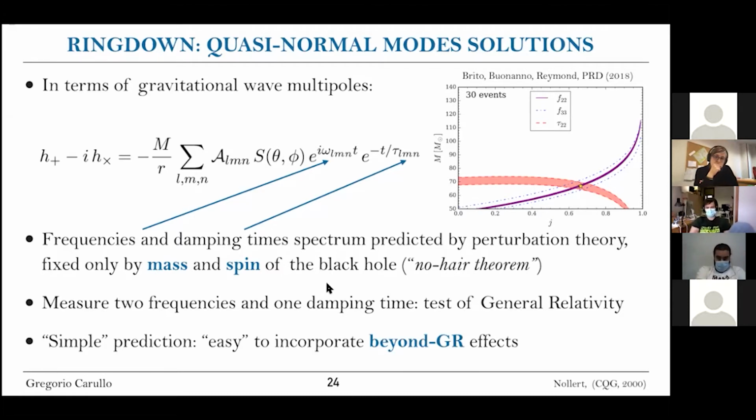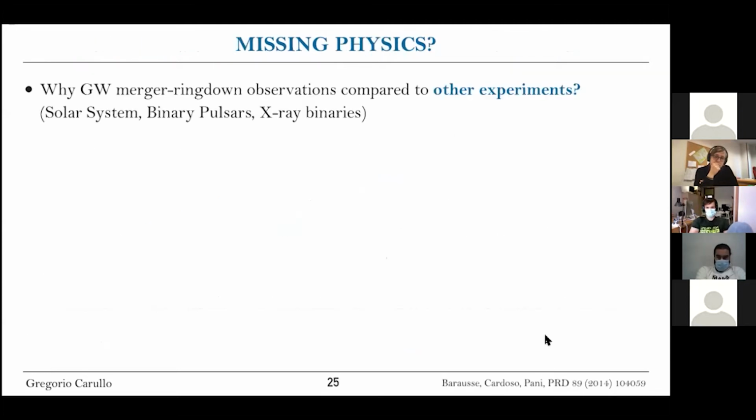Also, it's interesting to test GR with this emission because it's a simple prediction. It's just a superposition of constant frequency terms and some damping. So it's easy to incorporate beyond-GR effects. Of course, there are complications, but it's still easier than in other phases of the coalescence.